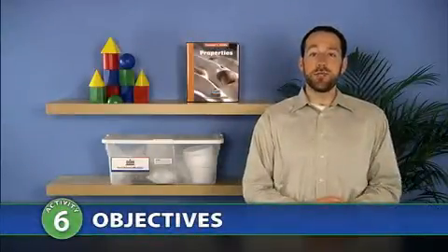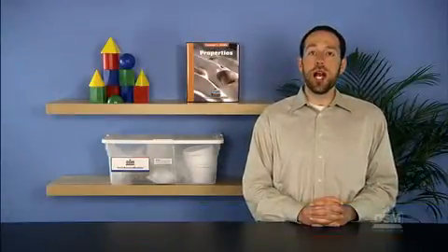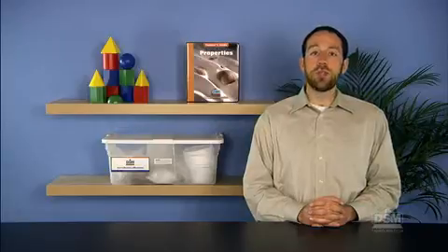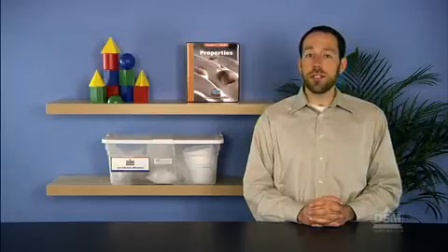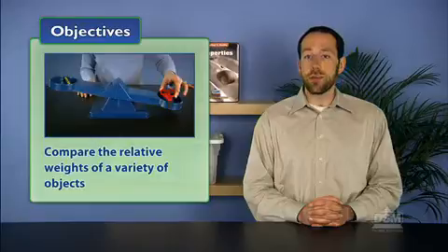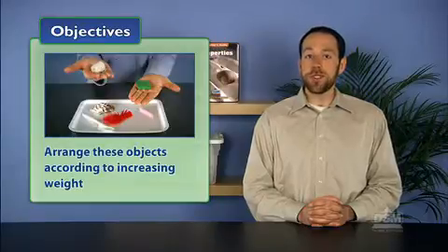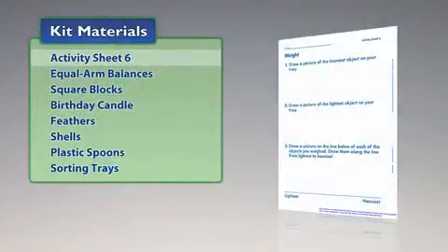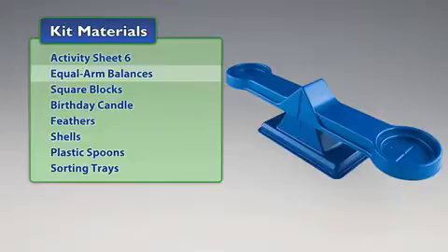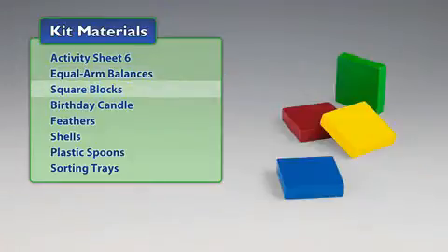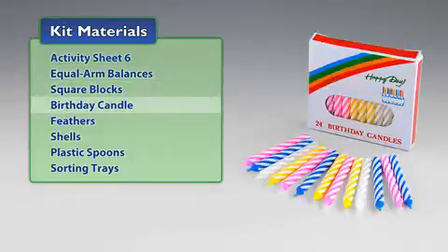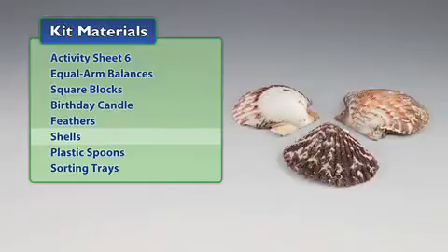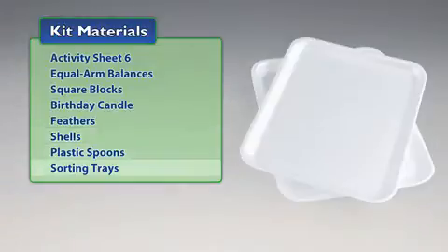In Activity 6, Weight, students sort objects by weight. Students first use an equal arm balance to compare the relative weights of various objects and then arrange these objects according to increasing weight. You will need the following materials from the kit: Activity Sheet 6, equal arm balances, square blocks, birthday candle, feathers, shells, plastic spoons, and sorting trays.